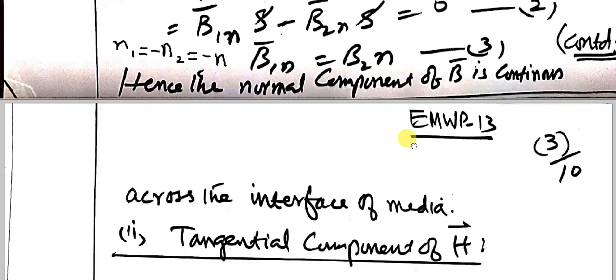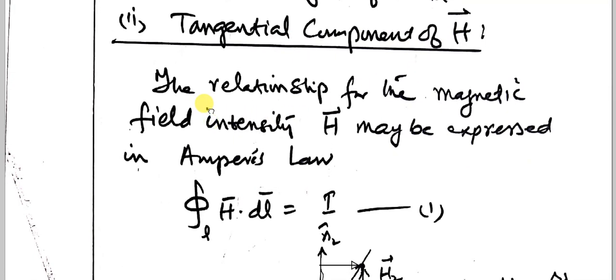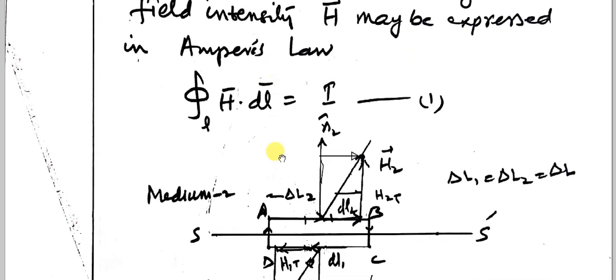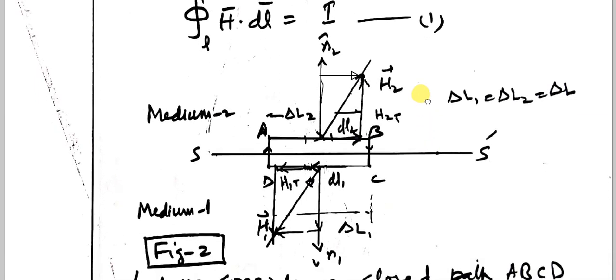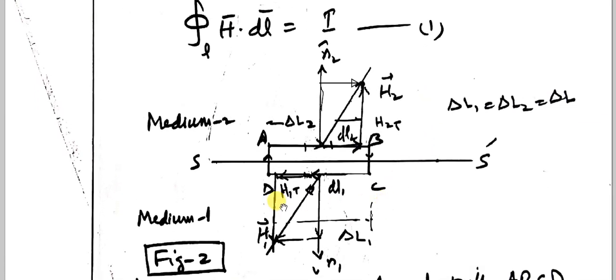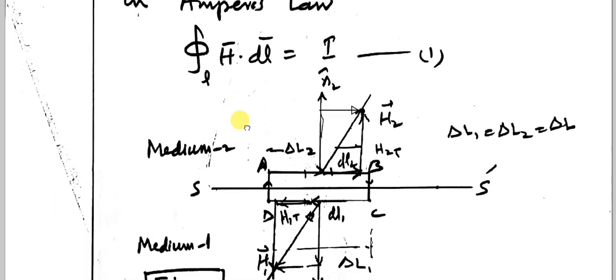So now we take the tangential component of H, the magnetic field intensity H. The relationship for the magnetic field intensity H may be expressed in terms of Ampere's law, which is the loop integral, the closed path integral of H dot dl, is equal to I, which is the current. We take equation number 1, and let us now draw for checking the condition for the magnetic field intensity H.